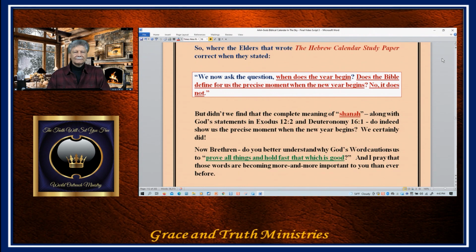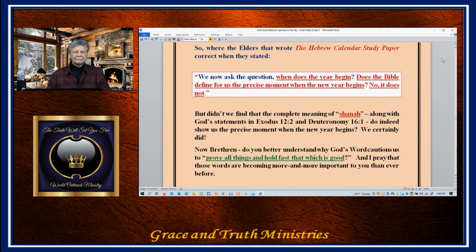So we asked the question, were the elders that wrote the Hebrew calendar study paper correct when they stated, quoting, "We now ask the question," they say, "when does the year begin? Does the Bible define for us the precise moment when the new year begins?" They go on to say, "No, it does not." But brethren, didn't we find that the complete meaning of Shana, God's solar year, along with God's statements in Exodus 12:2 and Deuteronomy 16:1, do indeed show us the precise moment when the new year begins? We certainly did, didn't we?